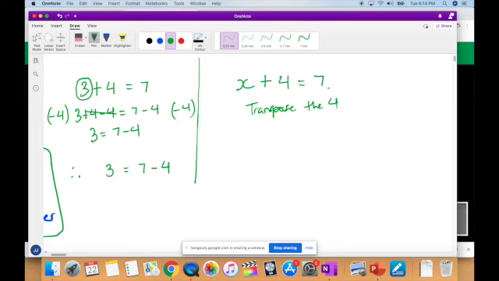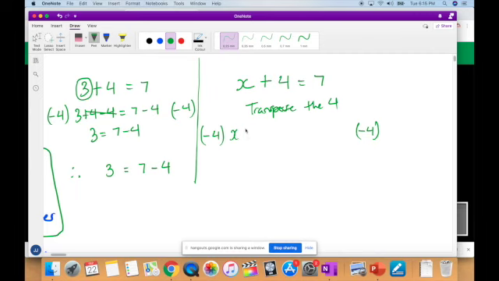Grouping like terms is correct, but what am I actually doing to the scale when I throw across this 4? Remember, an equation is a scale, and it's a balanced scale. So what I am actually doing is minusing 4 from this side, and transposing the 4 means that I'm minusing 4 from both sides of the equation, right?